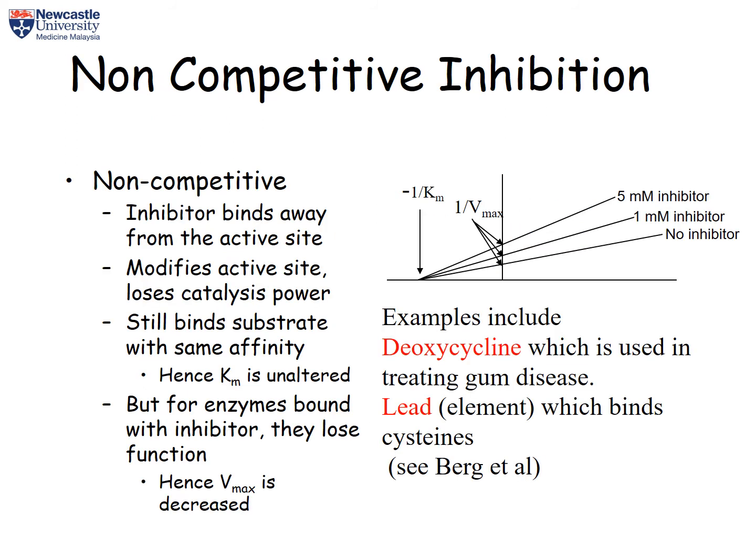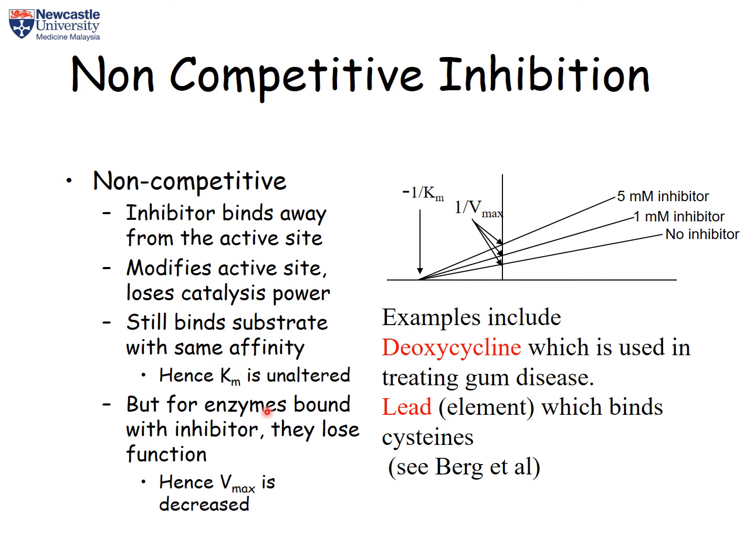Okay, next we will look at non-competitive inhibition. In contrast to competitive inhibition, here the inhibitor will bind away from the active site. Although it doesn't bind at the active site, it will still modify the active site so that it loses the catalytic power. And as the active site is still empty, it can still bind to the substrate with the same affinity. And therefore, Km is unchanged.